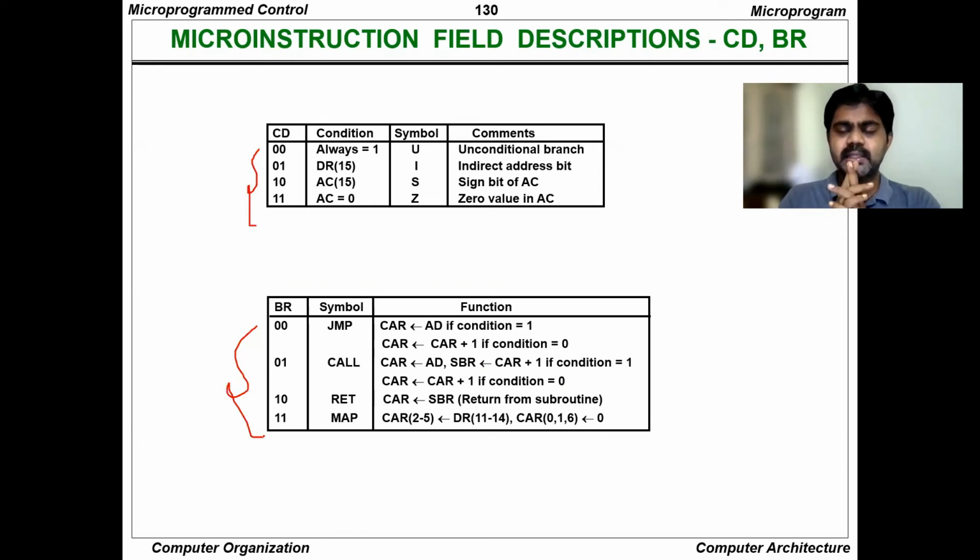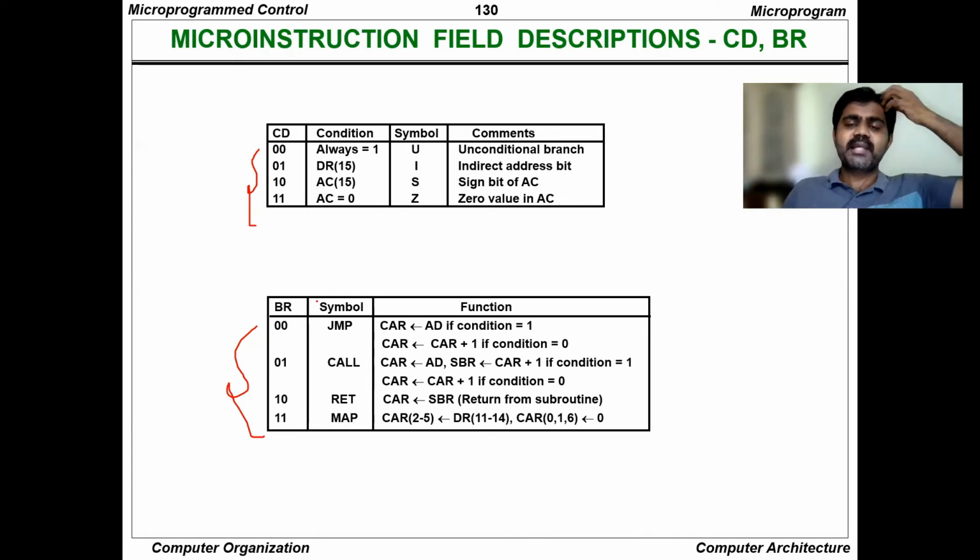Coming to CD, first we have 4 micro operations, that is 00, 01, 10, 11. The symbol for the first one is U, that is unconditional branch, the second one is I, that is indirect address bit, the third one is S, that is sign bit of accumulator, and the fourth one is Z, that is 0 value in accumulator. As we know, whenever the condition is always equal to 1, we go for unconditional branch.